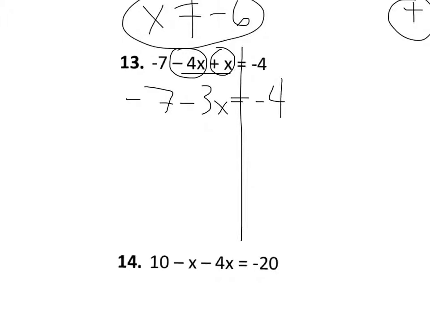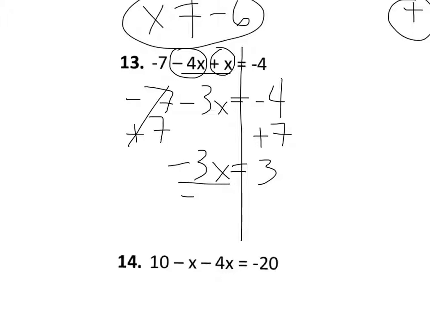So now we have the x's combined. Now we have to isolate the x. So what we need to do is add 7 to both sides. So we'll add 7 to this side. This makes a 0. Bring everything else down. Negative 3x equals 3. What times negative 3 equals positive 3? Well, that's going to be negative 1. We can show that by dividing both sides by negative 3.